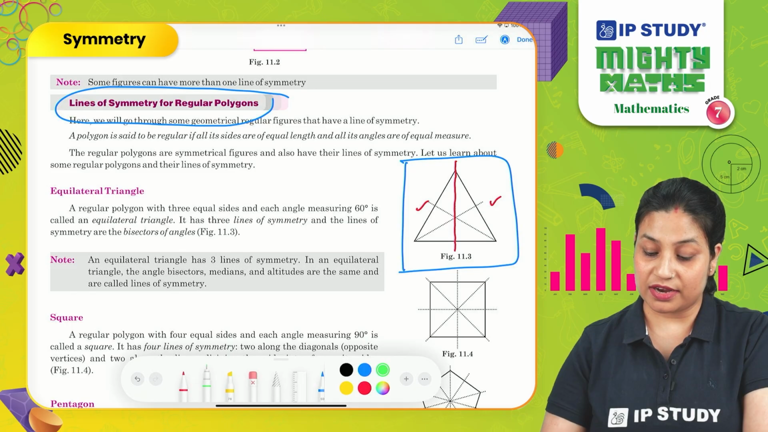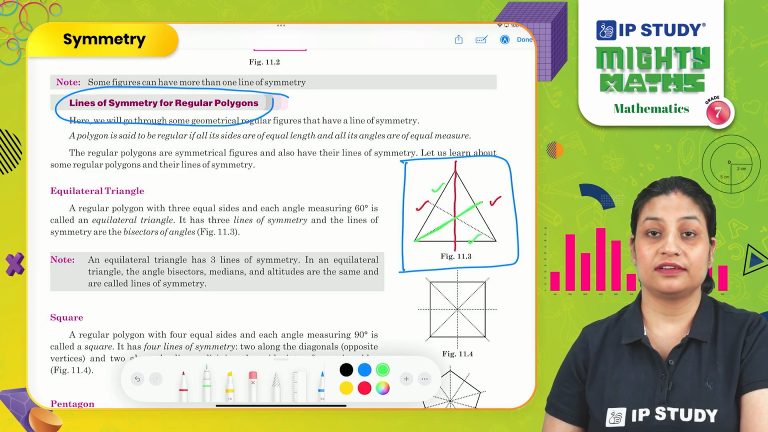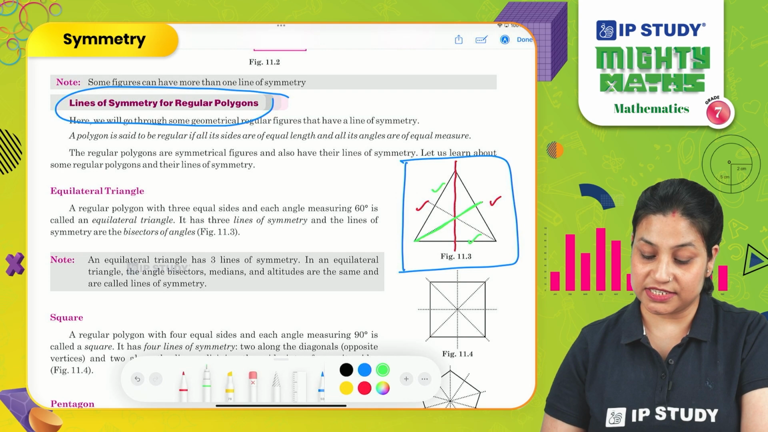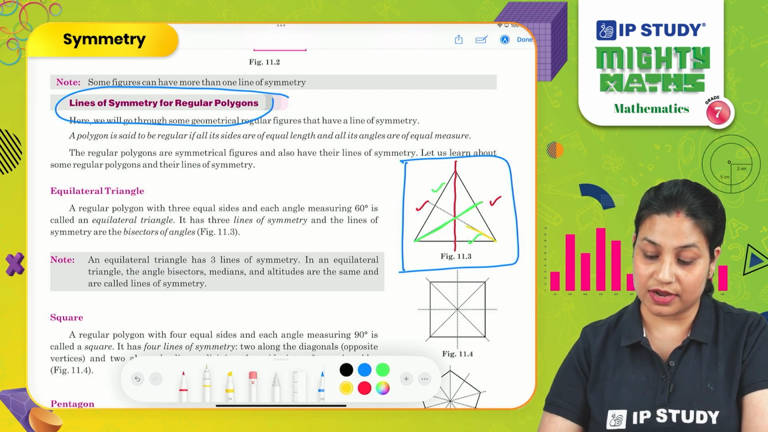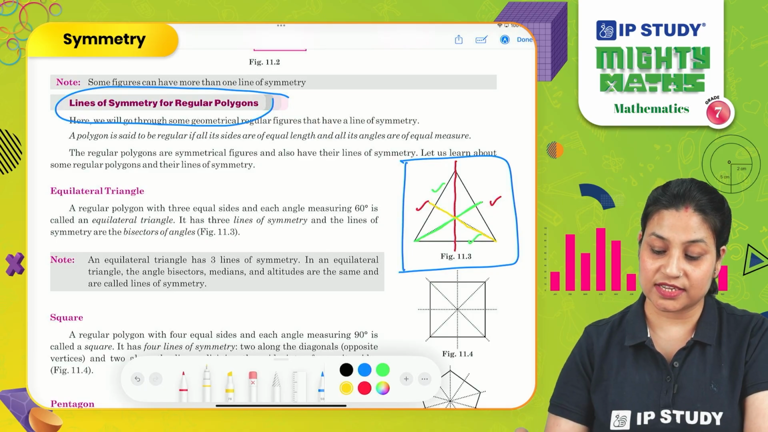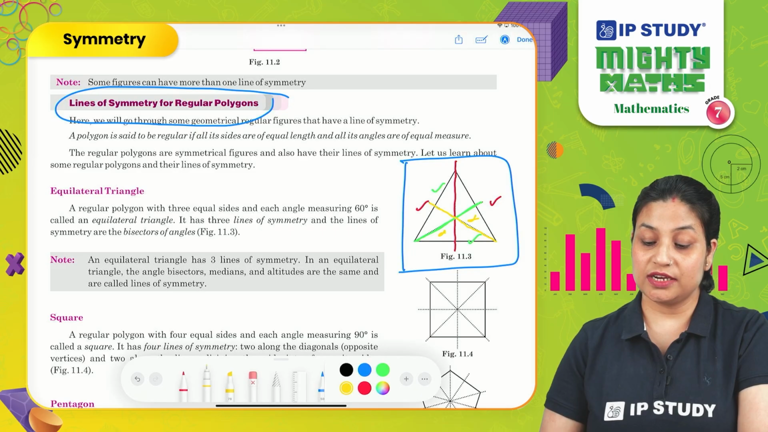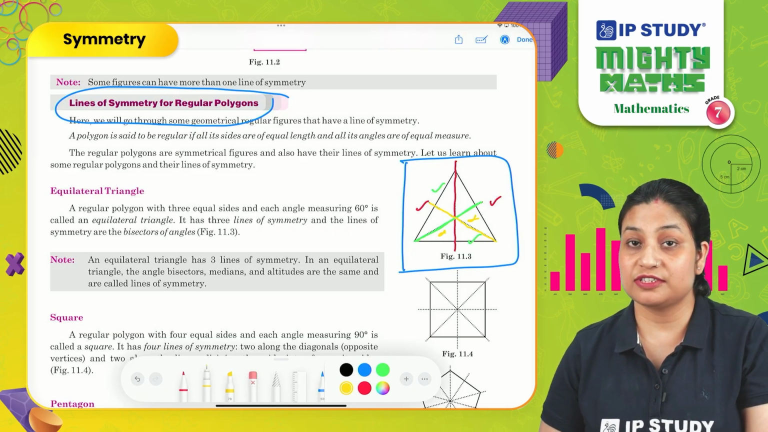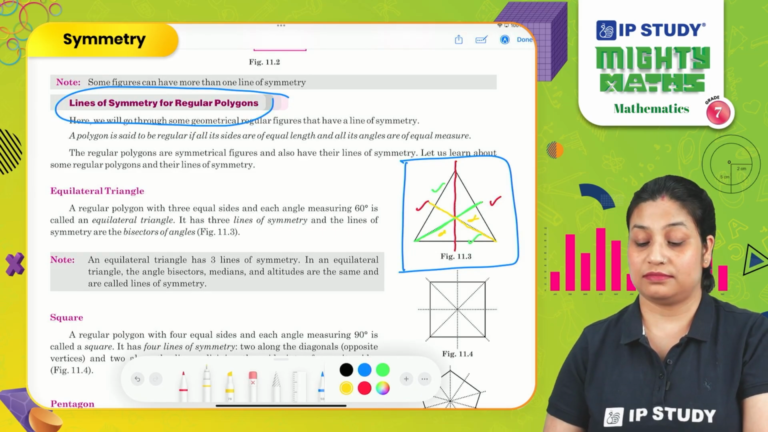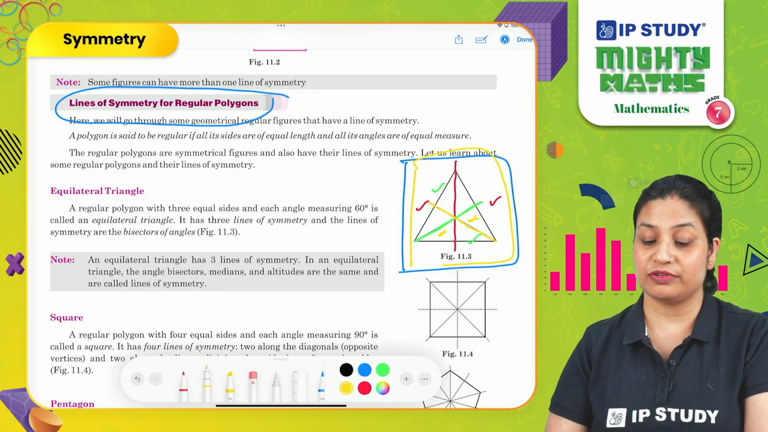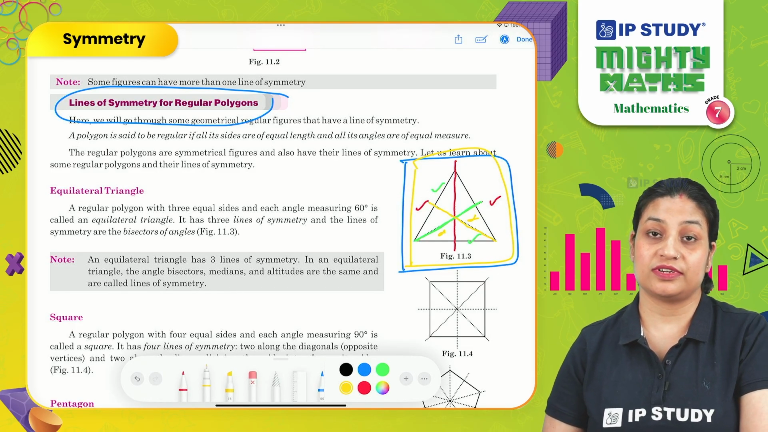Now, let me draw another. Let me draw a line of symmetry from this vertex. Again, I can see this part is identical to this part, right? Now, let me take another color. Let me take the yellow one and draw another line of symmetry from this vertex. Again, this part is identical to this part. So I have drawn 3 lines of symmetry, and the equilateral triangle is symmetrical about these 3 lines of symmetry, right?